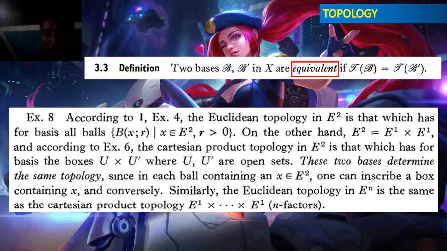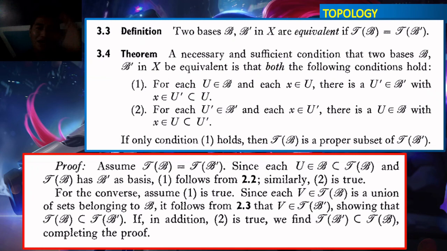Now, similarly, the Euclidean topology in EN is the same as the Cartesian product topology E1 cross E1 cross E1, n factors. Like earlier, for EN, it is n copies of E1 crossed, the Cartesian product. Okay, so their classes of bases are the same. Their bases are equivalent. That is why the topologies they generate are equal. Okay, that is definition 3.3.